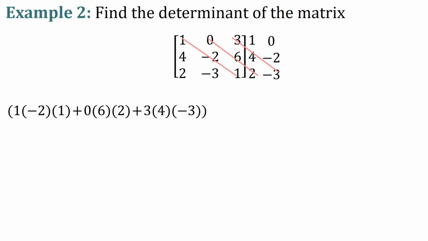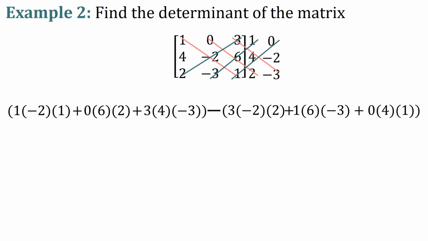So now it is time to switch and go from right to left. My first diagonal is 3, negative 2, 2. Going in the same direction, so I'm going to add. And then multiply 1, 6, negative 3. And lastly, 0, 4, 1. Now, in between the two directions, I'm always going to subtract. I need to simplify this.